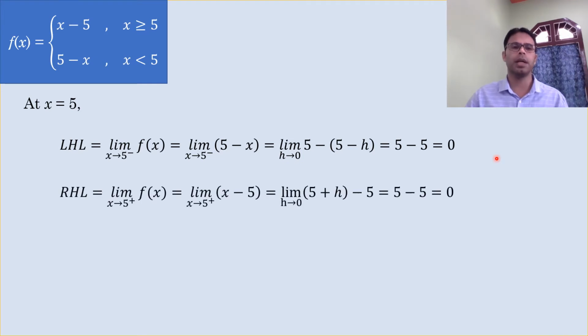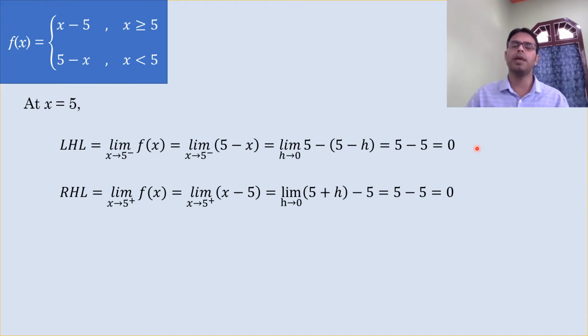Similarly, for the right hand limit, x tends to 5 plus, f(x) is x minus 5. Then x is replaced by 5 plus h. So in this case also h is 0, so it will be equal to 5 minus 5, and that is also equal to 0.